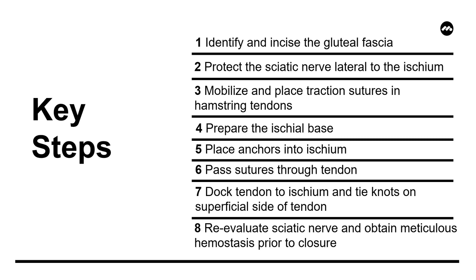By pulling tension on the post strands, the tendon is docked onto the ischial tuberosity with knots tied on the superficial surface of the tendon. Prior to closing the gluteal fascia, meticulous hemostasis should be obtained, and the sciatic nerve should be reevaluated to ensure it is free of tethers.